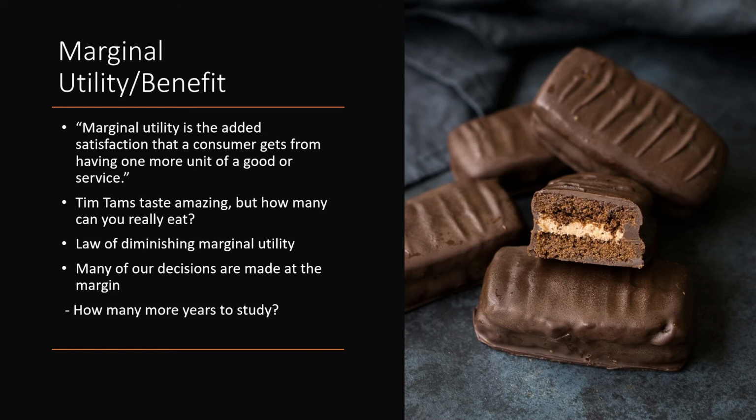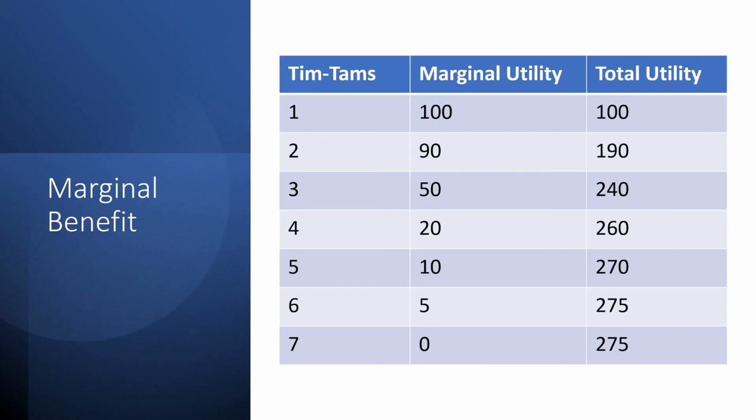It has many economic implications for decision making. So just a really obvious example, let's go over Tim Tams again. We've got here a table of Tim Tams, marginal utility, and total utility. Now, this isn't my utility, because obviously my utility would be 1,000 for the first Tim Tam, not 100, okay?